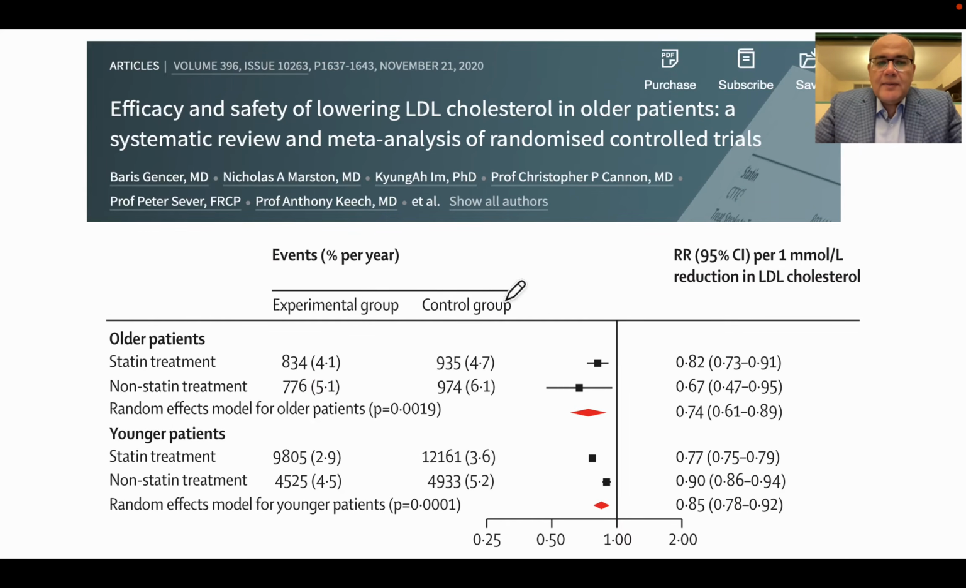Looking here at the elderly population above the age of 70, you see that they tend to benefit even more than the younger population.